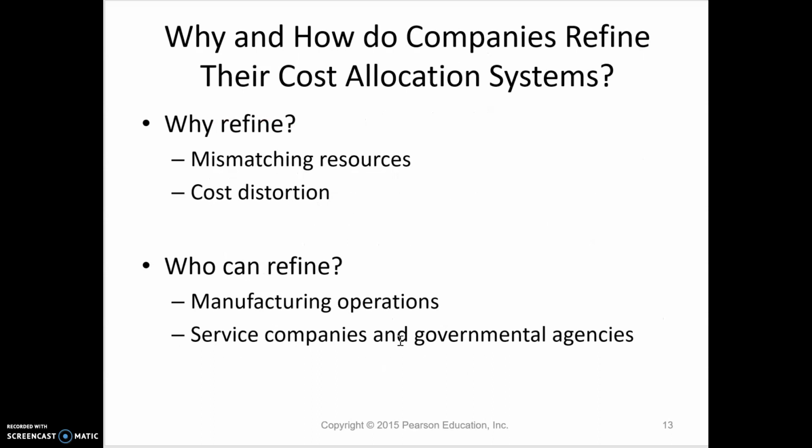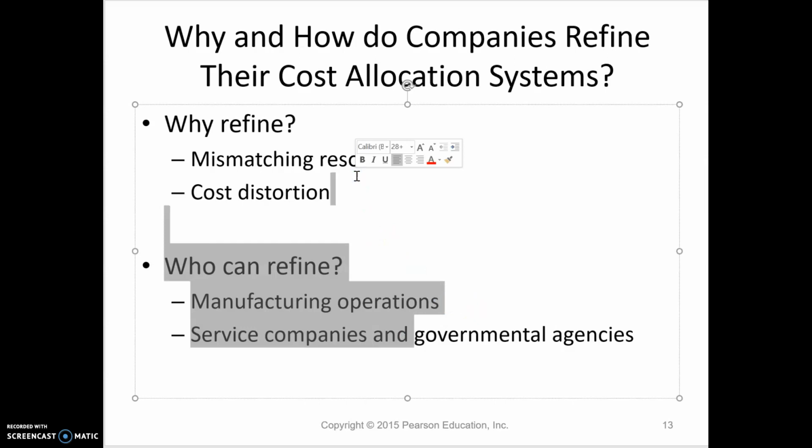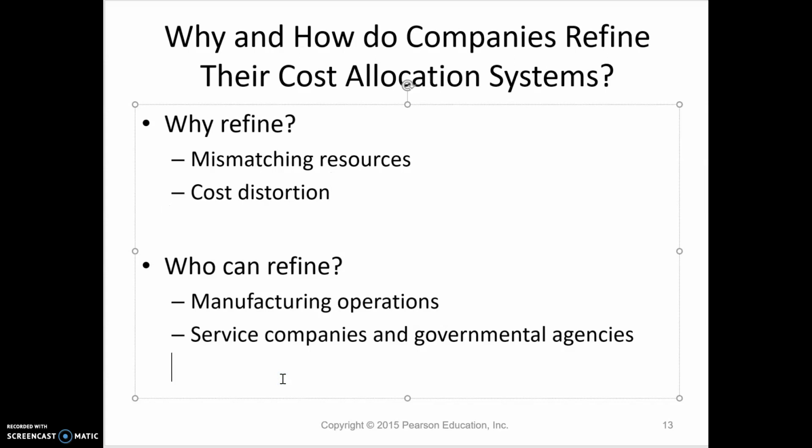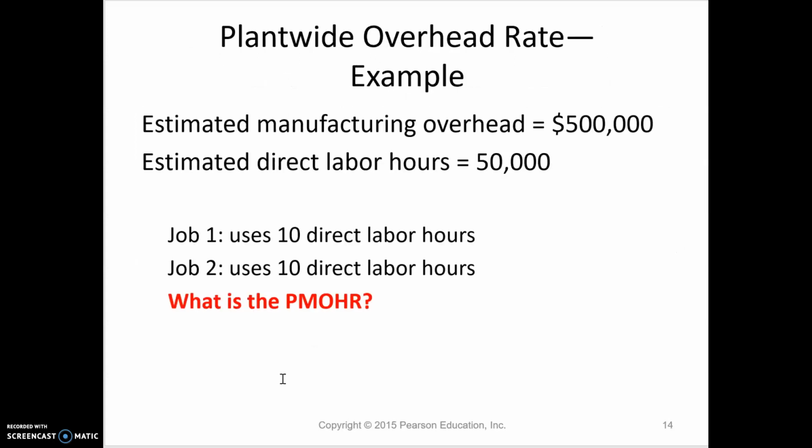So we find out, as we've said, we're mismatching our resources. We're also finding out cost distortion, where one product is picking up the overhead for another product, right? So one product, we're allocating too much overhead to it, and the other product, we're not allocating enough. So we're not accurately pricing either one of our products. And so we're going to be focusing on how manufacturing operations can refine their allocation of overhead, because once you understand how a manufacturer does it, it's easy to apply to a service business.